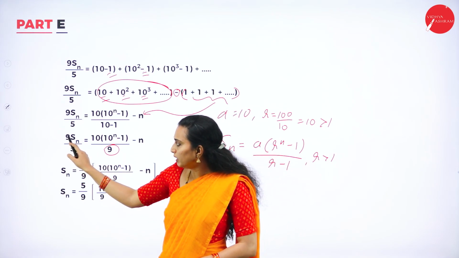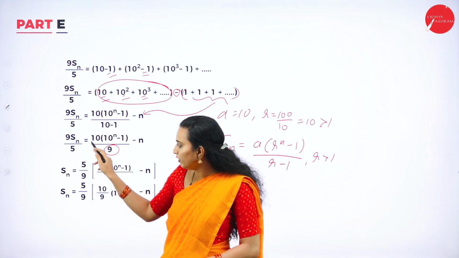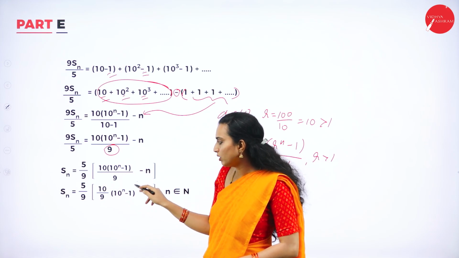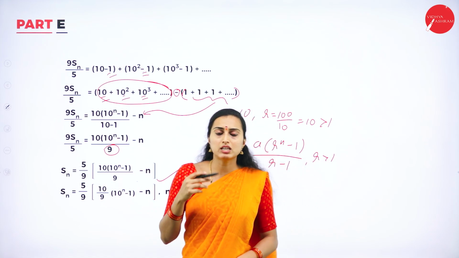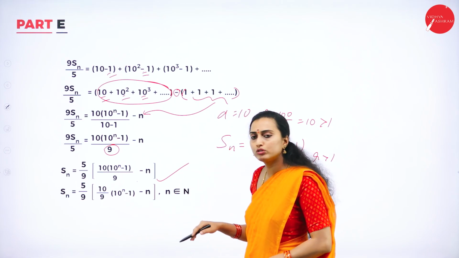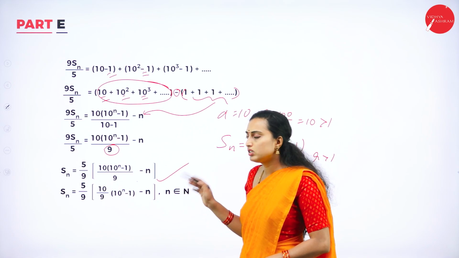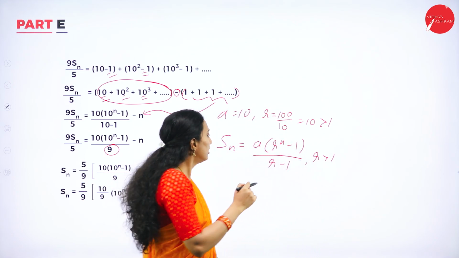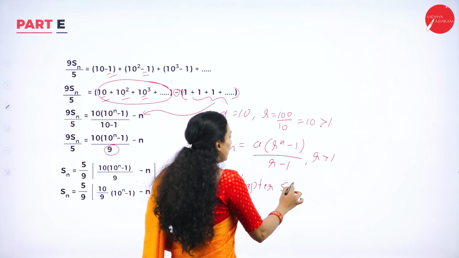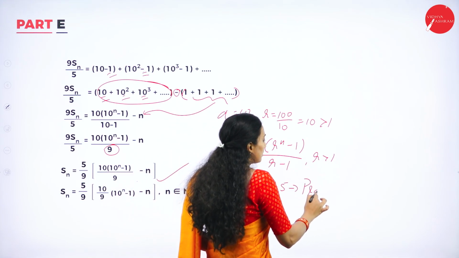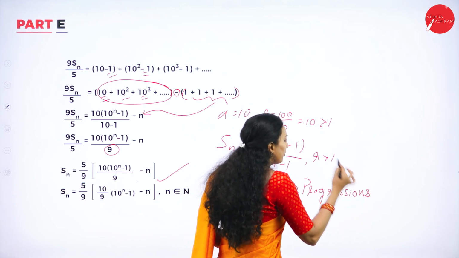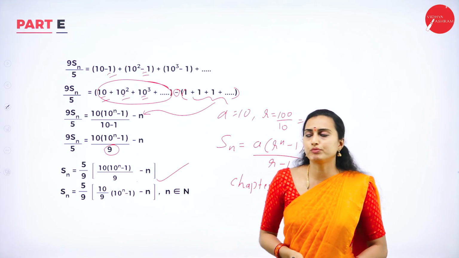Now you can cross multiply the 9 by 5 to the right hand side. 5 will come to the numerator and 9 will come to the denominator, and you can write the rest as it is. So this is going to be known as the sum to n terms of 5 plus 55 plus 555, where n belongs to natural numbers. This you have to write for 4 marks. This is from the chapter on progressions. So they are going to ask you 64th option A question from the chapter on progressions. This you have to note down.